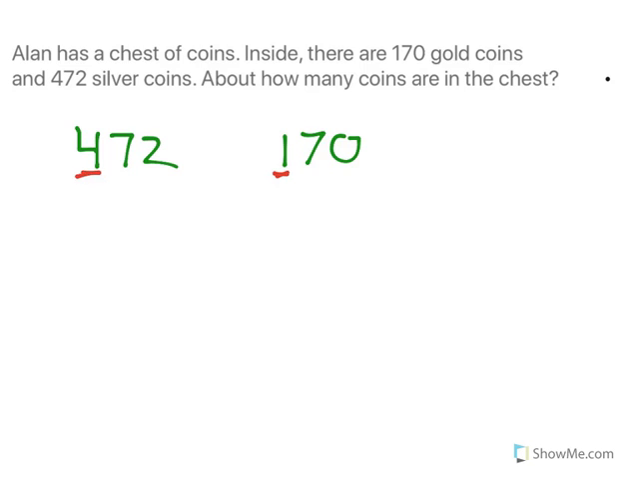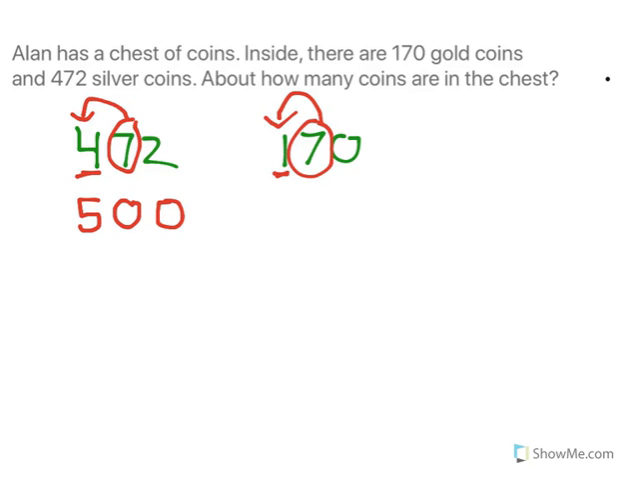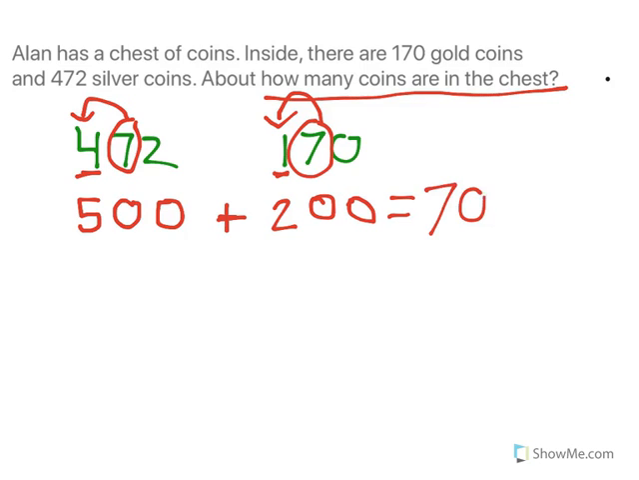So I'm going to find the hundreds place. I'm going to look at the neighbor. The 7 tells the 4 to soar or to go up one more to make 5, and everything else turns to a 0. So here we have the 7 again being a boss, telling the 1 to soar or go up one more to make 2. Everything else turns to a 0. Then it says about how many coins are in the chest. That means we're going to add them together. 500 plus 200 would equal 700.